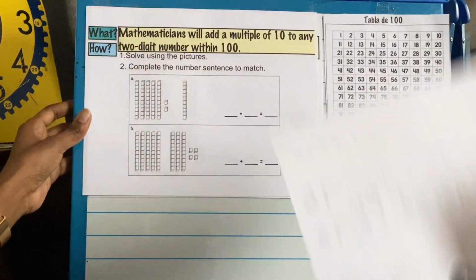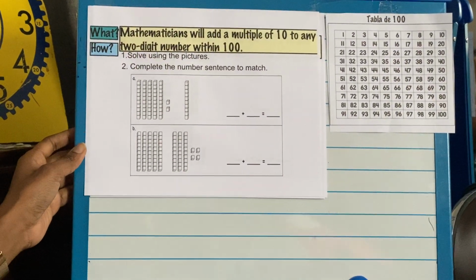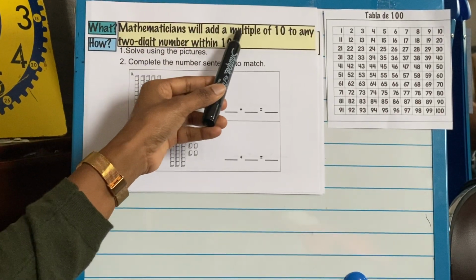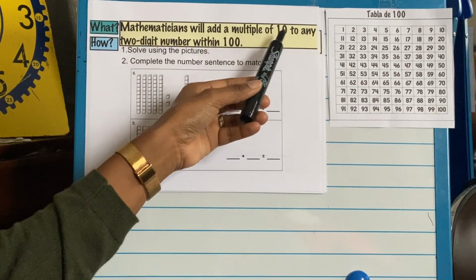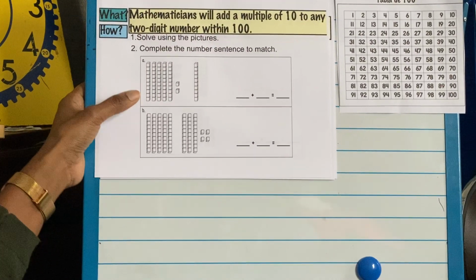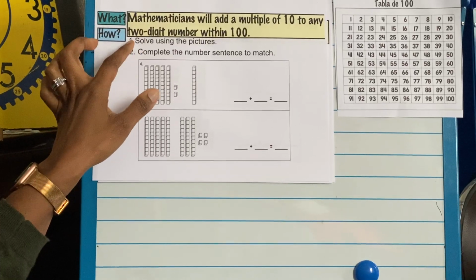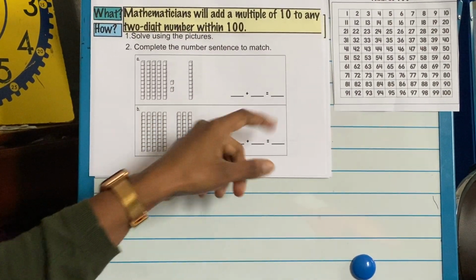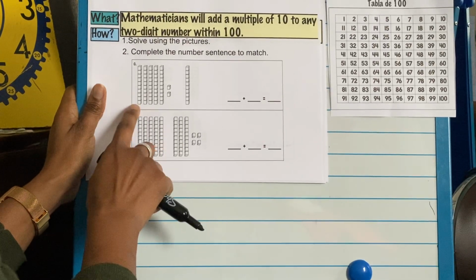We're going to continue with our lesson for today. And today I want to remind you that mathematicians will add a multiple of 10, which is a group of 10, to any two-digit number within 100. So take a look at what we have. First, we're going to use the pictures, and then we're going to complete the number sentence. We're going to solve using the pictures.